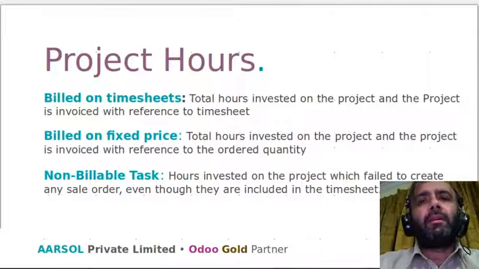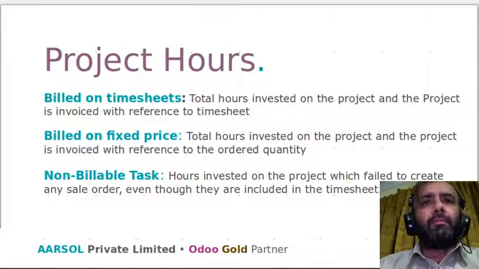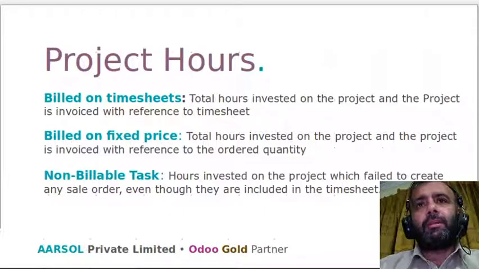And then the third type is the non-billable task. These are the hours invested on the project which fail to create any sale order, even though they are included in the timesheet. We have four different types of projects in our Odoo.